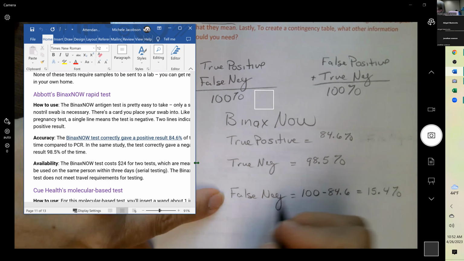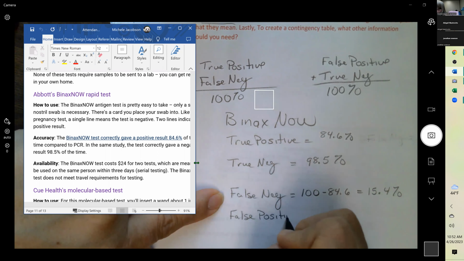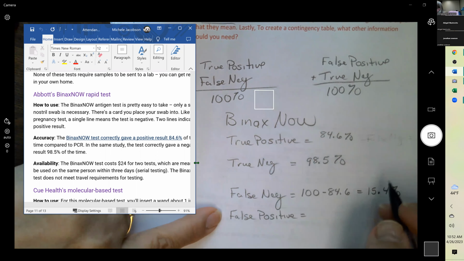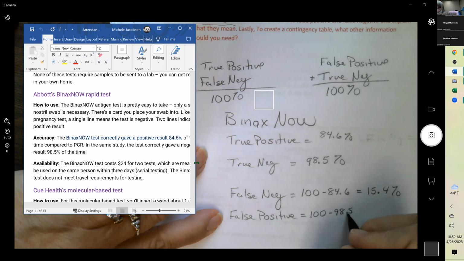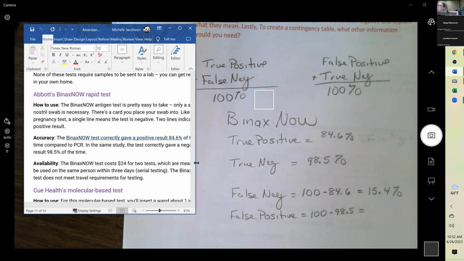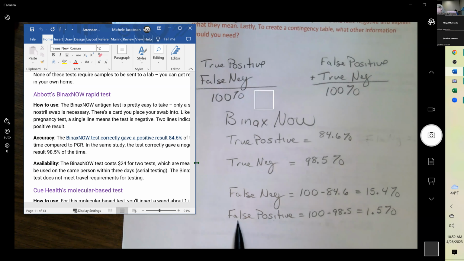To find the false positive, you take 100 minus the 98.5, which is 1.5. So you're testing positive, but you don't have it. So of those who do not have COVID, only 1.5% will test positive. So that's pretty good.